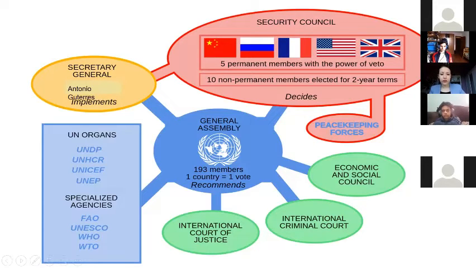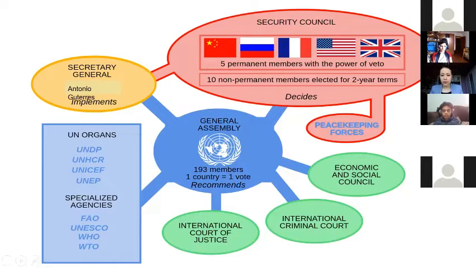So the General Assembly is the biggest organ within the UN because it consists of all the member states. There are 193 members of the UN, plus there are 2 observer states, which are, by the way, Palestine and the Holy See. And the General Assembly is the most comprehensive part of the UN.